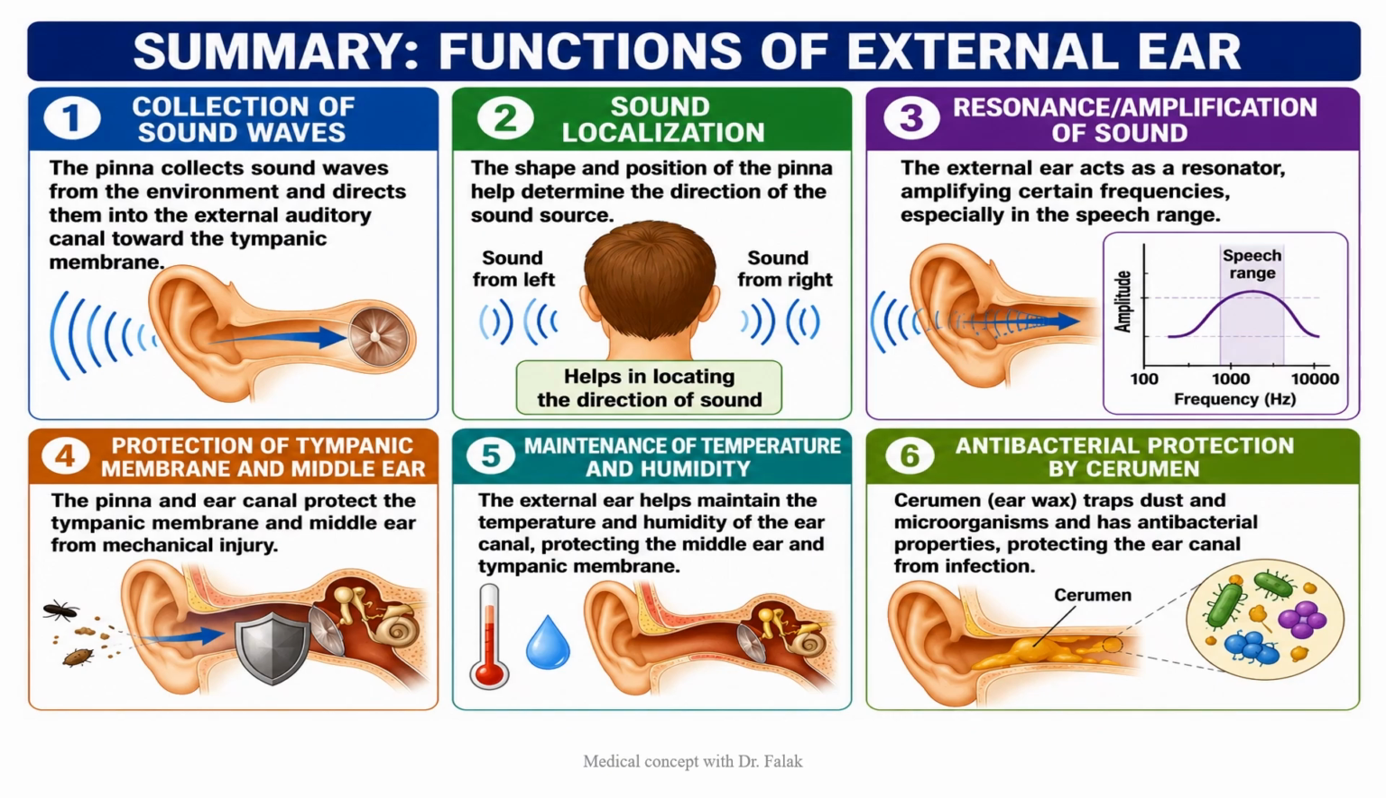Now coming to the summary, functions of the external ear are the collection of sound waves, sound localization, resonance or amplification of the sound, protection of the tympanic membrane and the middle ear, maintenance of temperature and humidity, as well as antibacterial protection by cerumen.